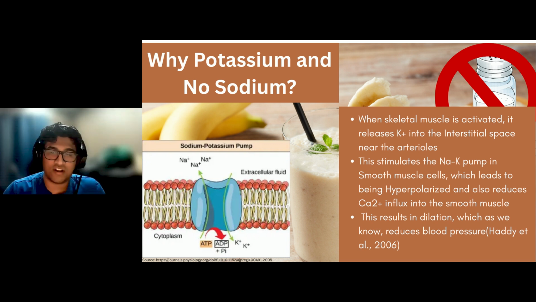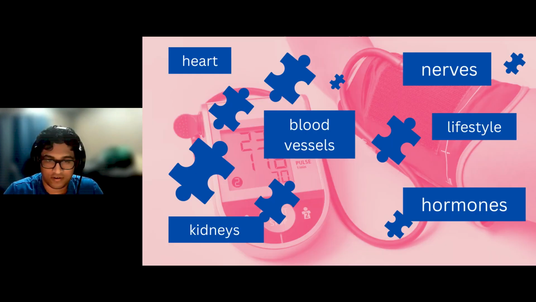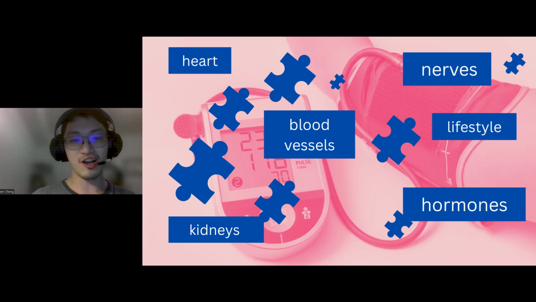So blood pressure is controlled by the heart, blood vessels, nerves, hormones, kidneys, and lifestyle. Exactly. It's a constant balance between pressure, volume, resistance, and regulation.